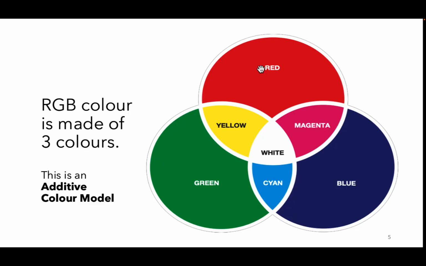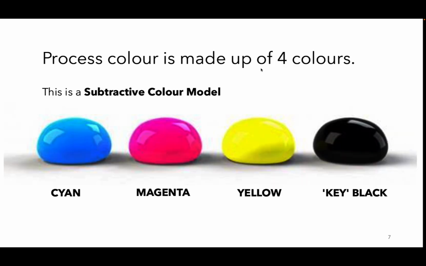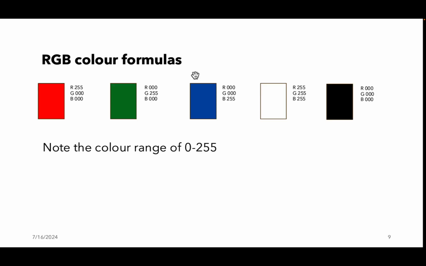So RGB is made up of 3 colors. This is our additive color model. It is based on a light system. As the colors overlay, they create different lights. Then we have our process colors, also known as 4-color. This is a subtractive color model, the cyan, magenta, yellow, and key black. Again, this subtractive color model is based on the subtraction of light. And if you were to put ink down on paper, you will see that it results in a much darker color.